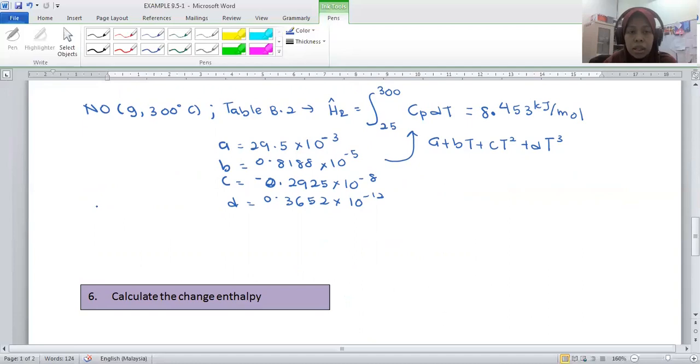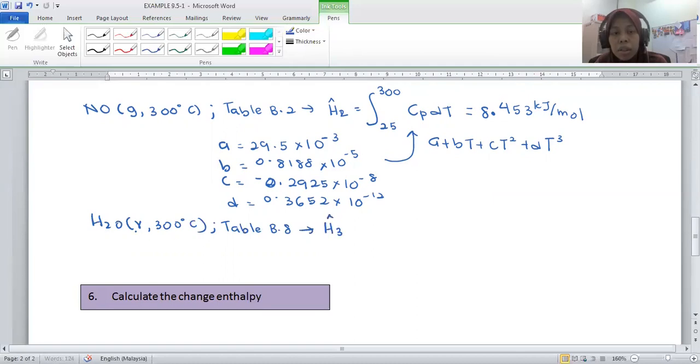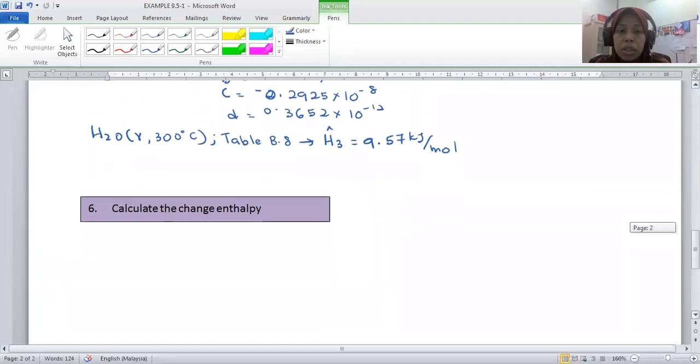Now we move to the last substance, which is water, H2O, in a vapor phase, and the temperature is also 300 degrees C. For water you can refer to table B8, so you don't have to do the integration. We check at the temperature 300 degrees, for water in vapor or gas form only. You get the data 9.57 kilojoule per mole. Once you have all the information on the unknown enthalpy, then we can do the calculation for the enthalpy change, which is what the question requested.